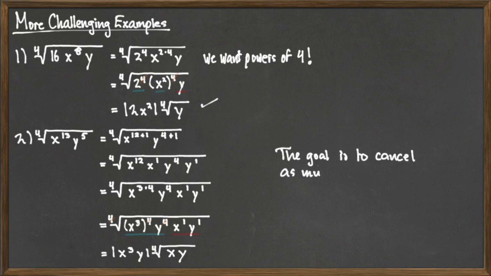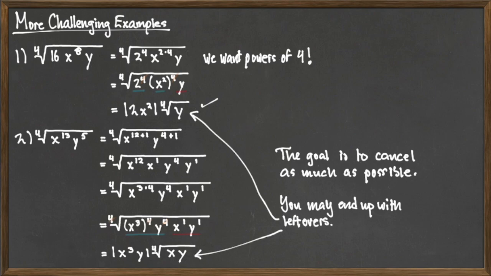Because I have an even power, I get the absolute value of x cubed times y times the fourth root of x times y. So this is the strategy that I need to use when I have exponents that are not multiples of the index. What I'm trying to do is find the largest multiple of that index less than my exponent so I can additively break up my values. 13 became 12 plus 1, and 5 became 4 plus 1. Again, I'm forcing powers of 4 to be visible. And as we're seeing in both of these examples, my final answers might have some leftover terms within the radicand. And that's not a problem, that's just how some of these solutions come out.